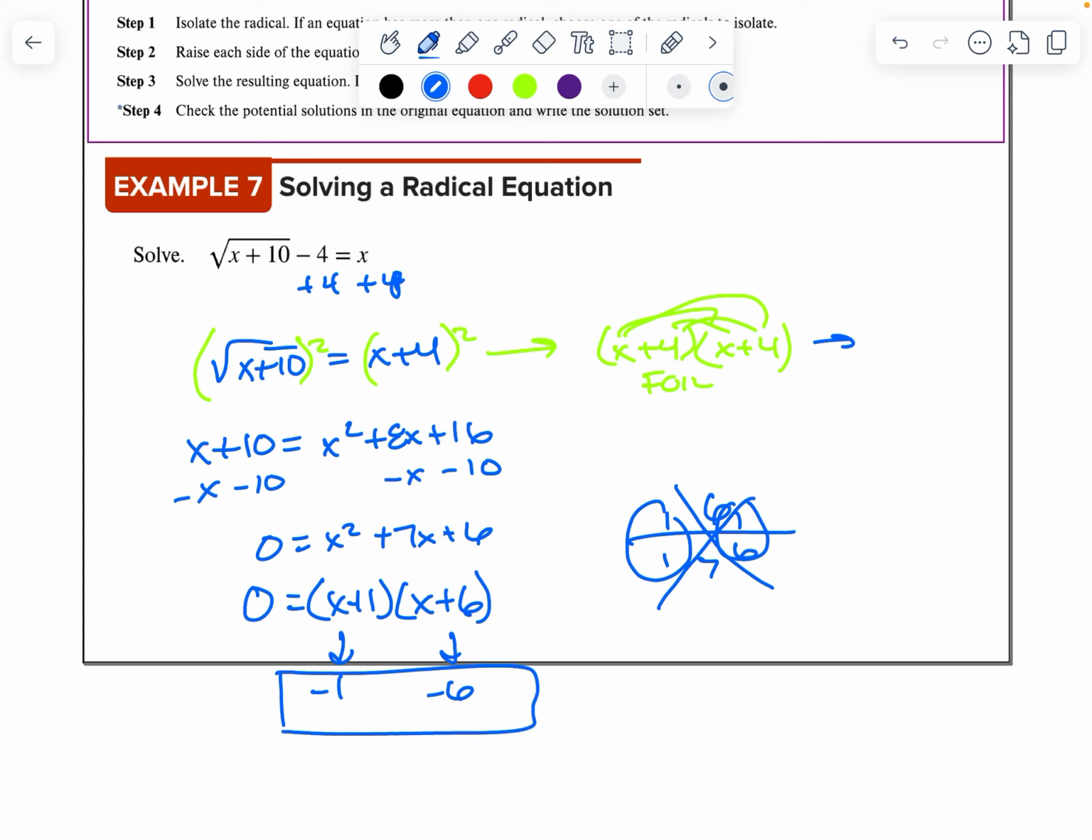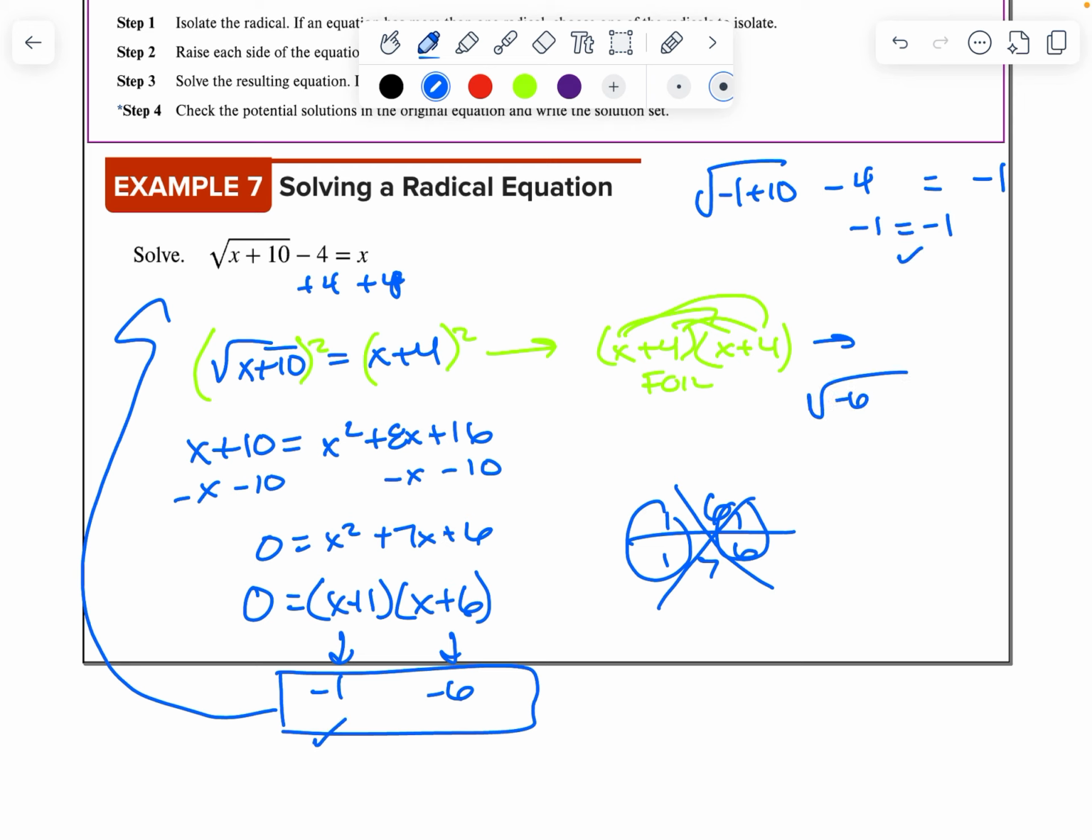All right, we want to check our answers here, okay? You really want to check your answers, and you want to go back to the original to check your answers. So if you sub in a -1, you would have the square root of -1 plus 10 minus 4 in your calculator. On the other side, you would have a -1. On this side, that would be the square root of 9 minus 4, that would be 3 minus 4. In the calculator, this would give you -1 equals -1. Check. That works.